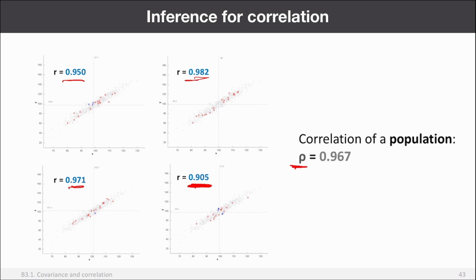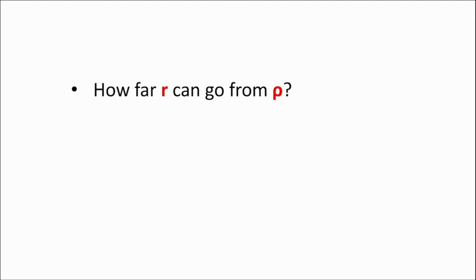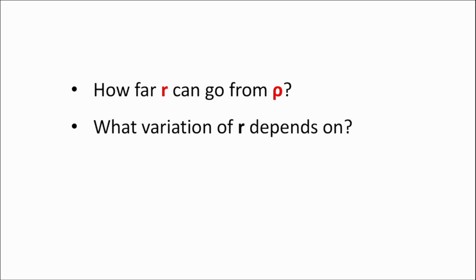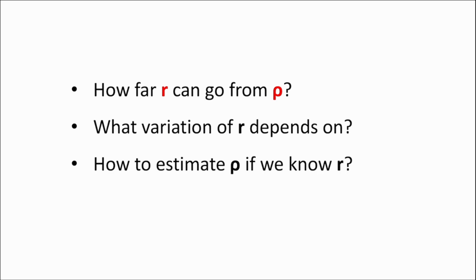You remember we use Greek letters for population. So this is the population correlation coefficient, rho. Okay. Now let's discuss it. First of all, we need to know the distribution, how R is distributed around rho, how far it can go from the true correlation coefficient, what this variation depends on, and also how to estimate rho if you know R, how to make this confidence interval.